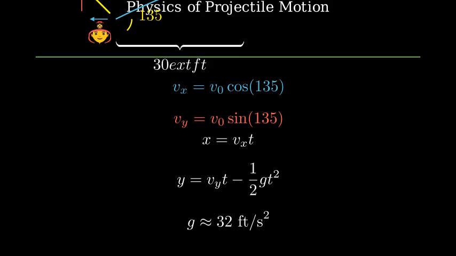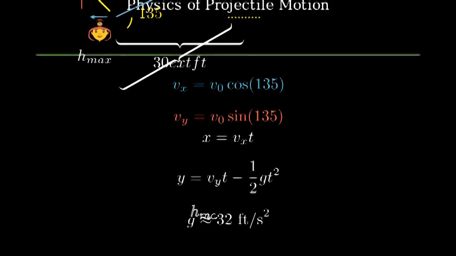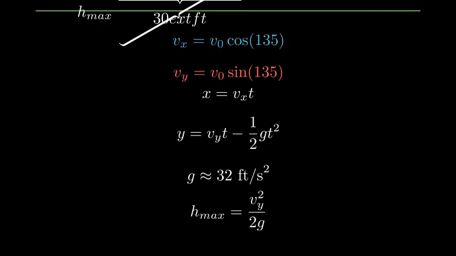To find the maximum height, we need to determine when the vertical velocity becomes 0. The maximum height occurs at this point. We can calculate it using the equation Hmax equals Vy squared divided by 2g for our case.